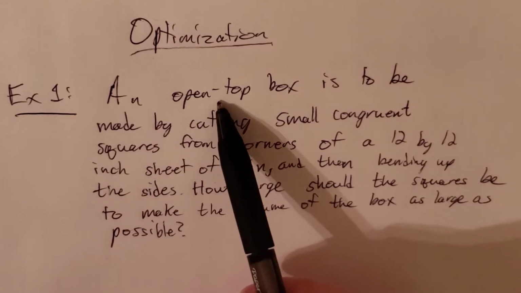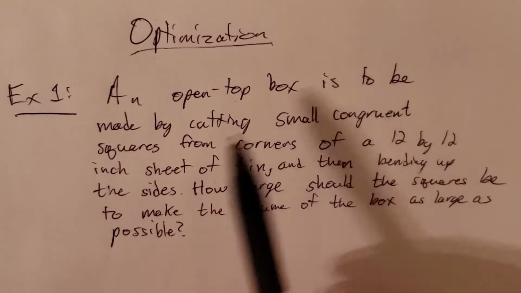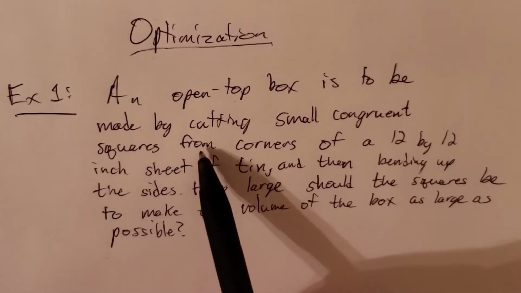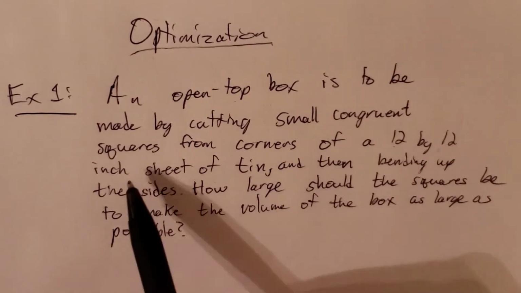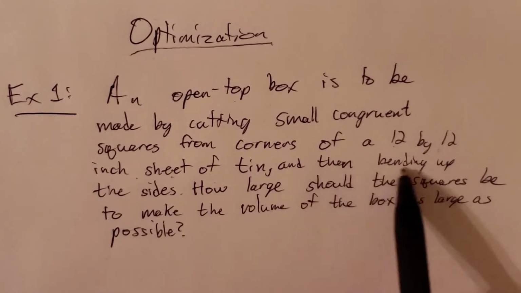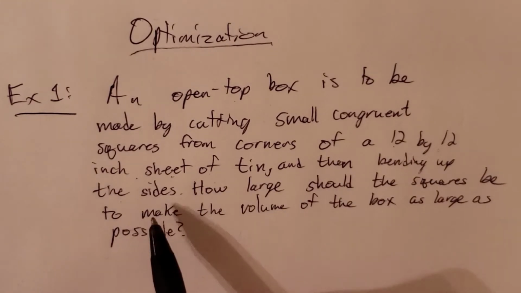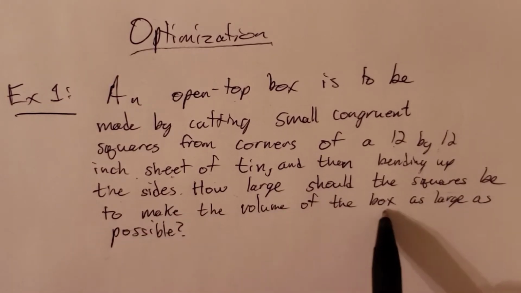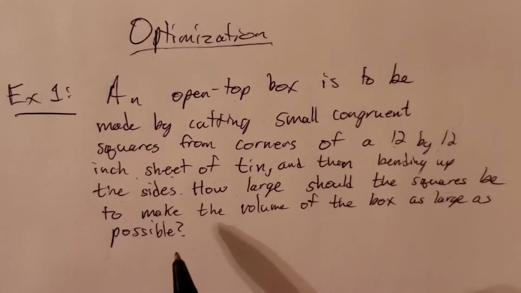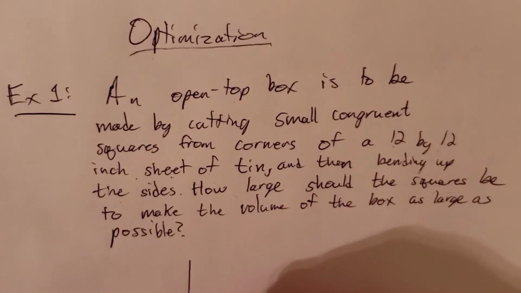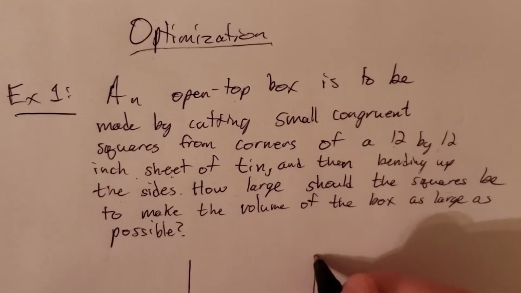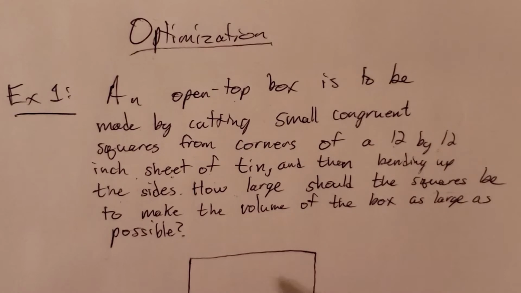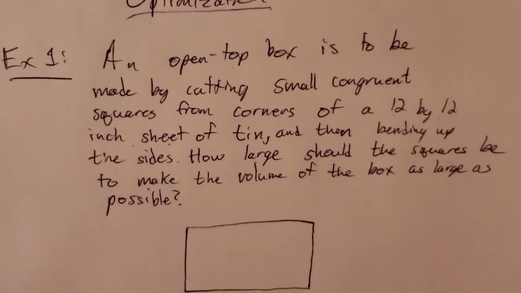So let's suppose we have an open top box that is to be made by cutting small congruent squares from the corners of a 12 by 12 inch sheet of tin and then bending up the sides. We want to know how large the squares should be to make the volume of the box as large as possible. So let's go ahead and draw a picture to see what that means. This should be the first thing you do for each of these problems, if appropriate, but that will be appropriate most of the time.